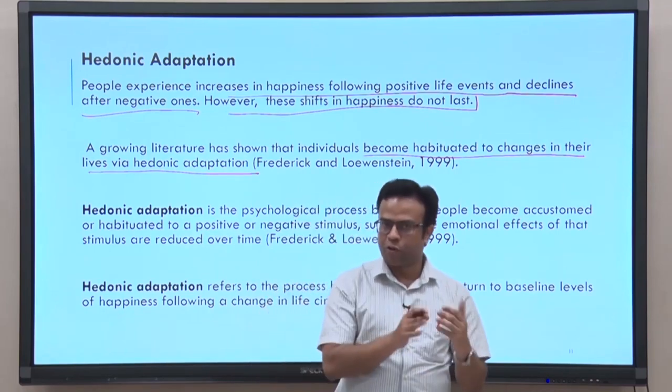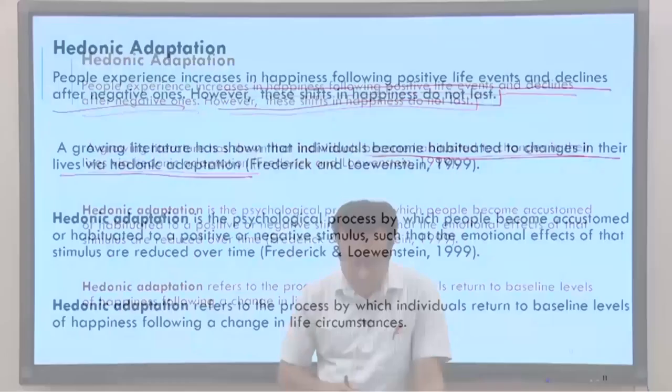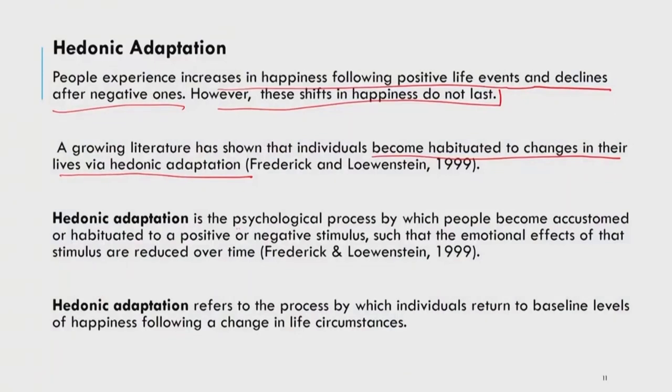Hedonic adaptation is a concept that can explain this. Hedonic adaptation is a psychological process by which people become accustomed or habituated to a positive or negative stimulus. So, any changes that happen in our life, either positive or negative, we become habituated to them or we adapt to them.